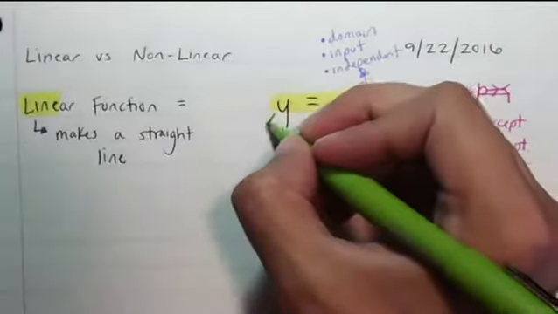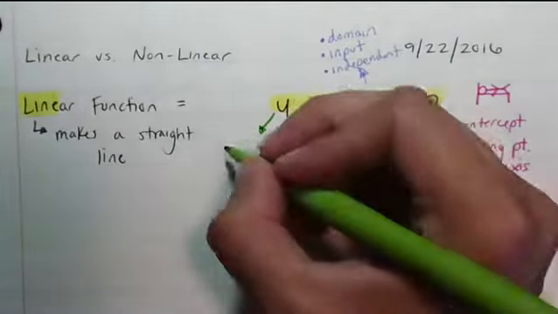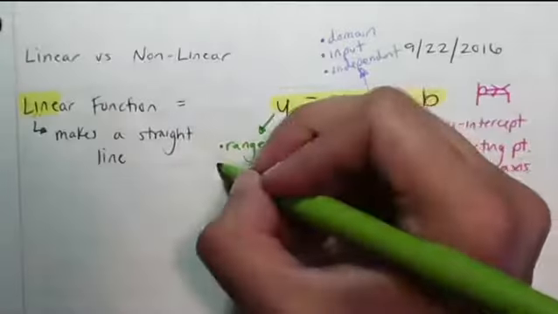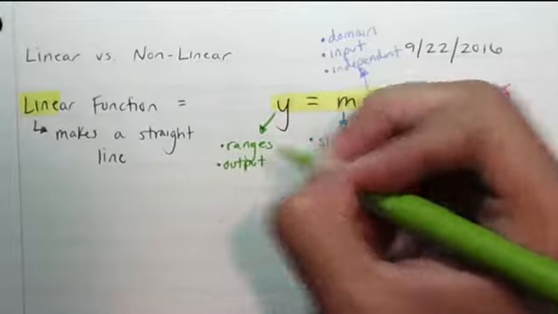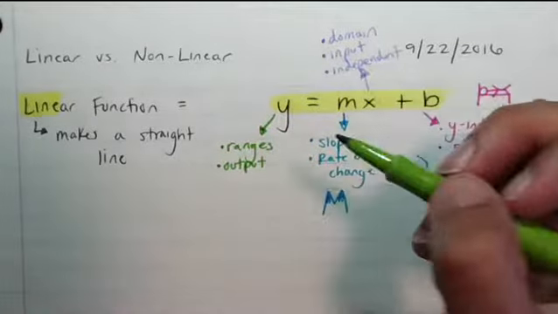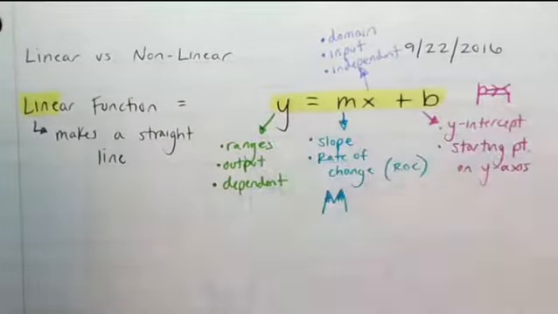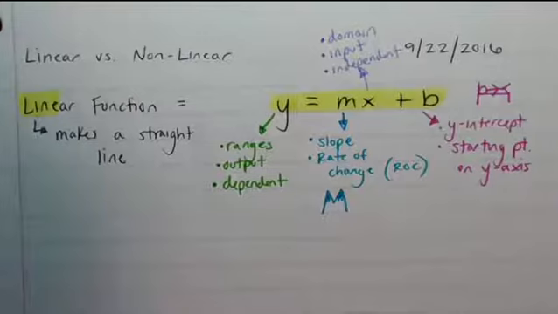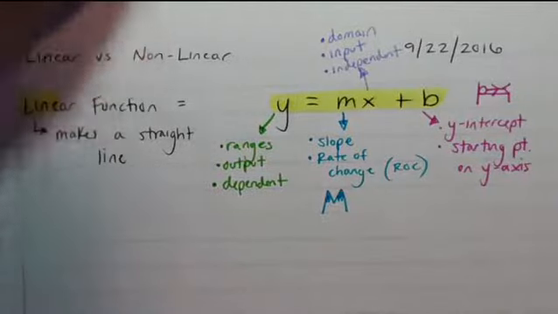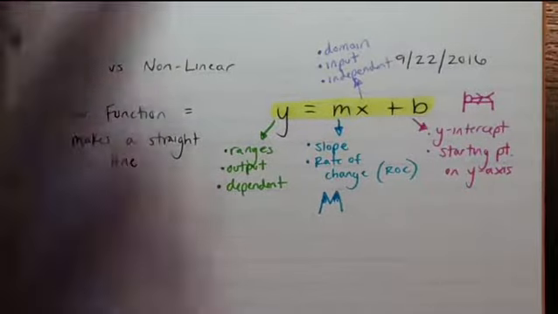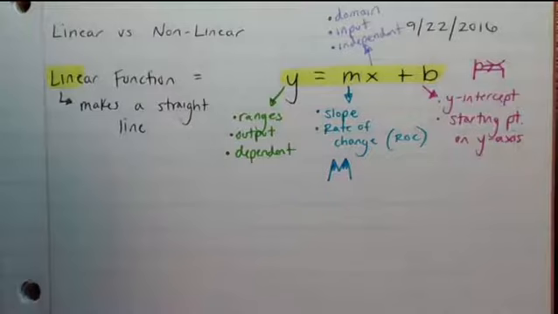And then for the y's, another name for the y values is the ranges, which we talked about in our warm-up today. They're the output values. Once we plug in the x value, we get an output. And these are the dependent variables. Okay, so this is just basic information that you should know already, but we're going to move on to a little bit more algebra using this formula.